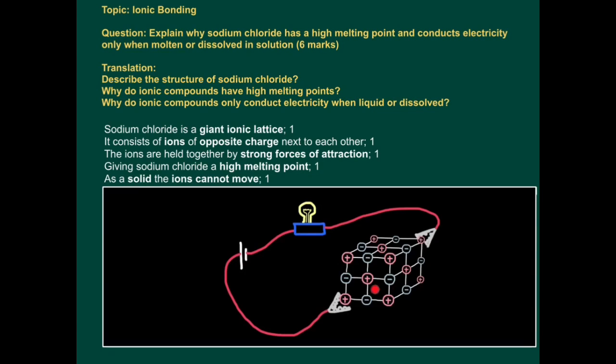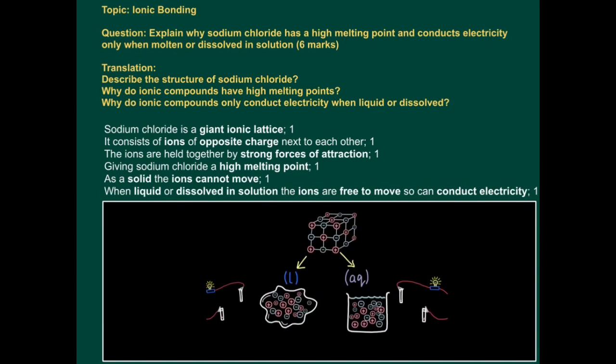So as a solid, the ions cannot move. This will help us explain the second part of the question, why it conducts electricity when molten or dissolved only. In a solid, these ions can't move. They're charged particles for sure, but unless they're moving, you will not get an electric current flowing through this circuit. However, when liquid or dissolved in solution, the ions are free to move so they can conduct electricity.